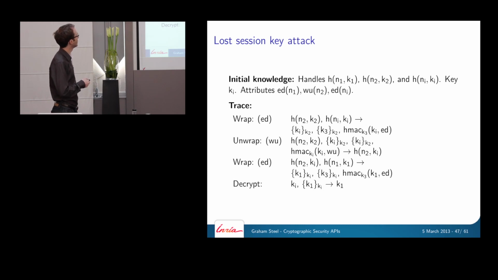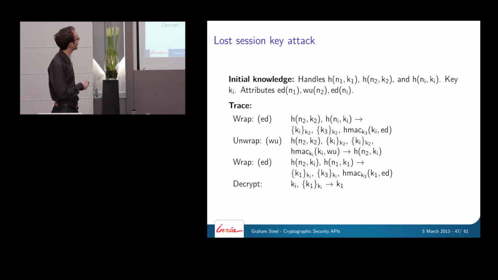Well, first of all, he's going to ask to wrap an encryption and decryption key, specifically the one that he already knows the value of, okay? So he's going to ask to wrap that using the wrapping handle N2. So the result is that the device is going to give him his key KI encrypted under K2, the MAC key K3 encrypted under K2, and an HMAC of KI with the attribute marker ED, telling you that that's one of the correct attributes for this key, okay?